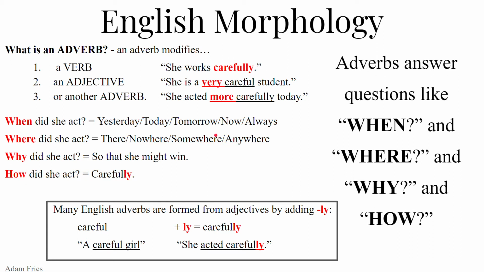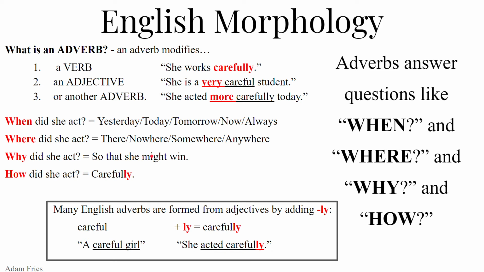Why did she act? So that she might win. This is an adverb clause. What makes this a clause as opposed to the rest of these, which are just adverbs by themselves, is that they don't actually have verbs. This is a whole clause. It's got a subject and it's got a verb. So by itself, it kind of is like a sentence, but it's not. So that she might win. This is an adverbial clause because it answers the question, why? Why did she act? So that. This is a purpose clause.